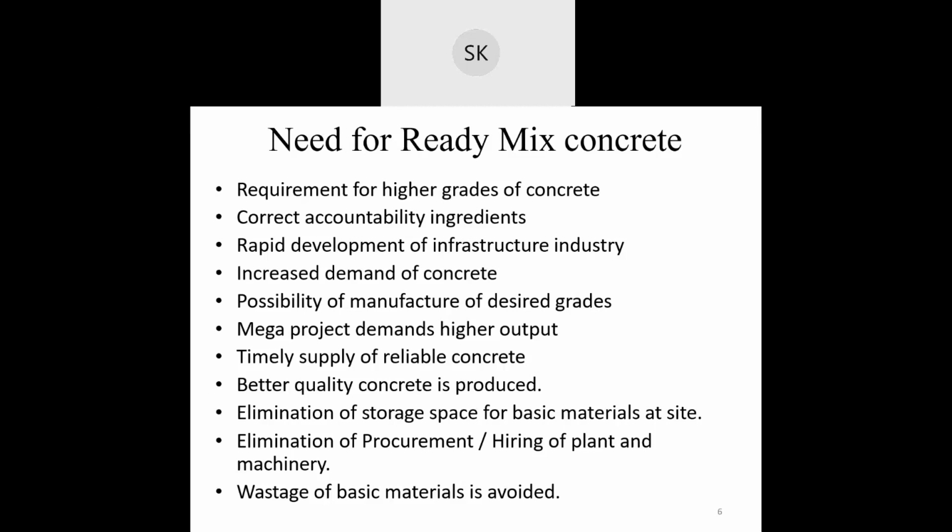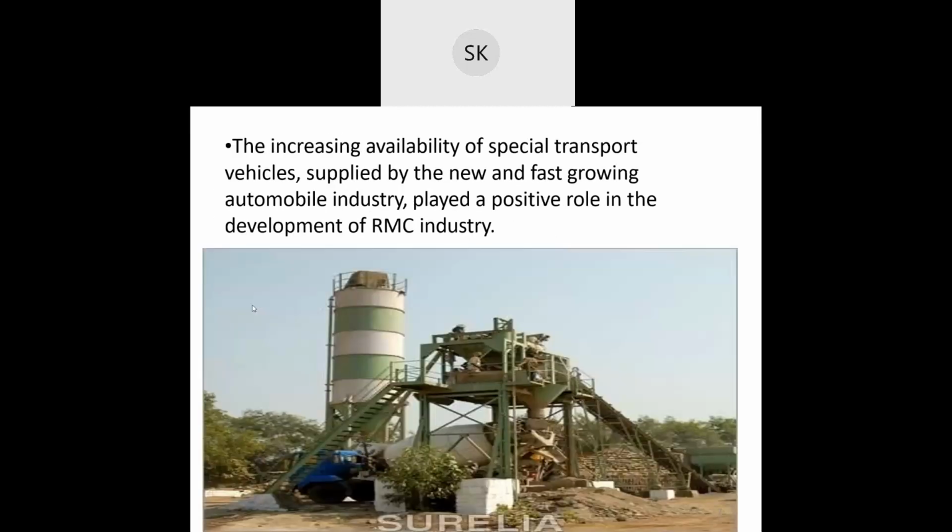Elimination of storage space for basic materials at site. Yes. See, before casting a slab, a column, or a beam, you have to store all the materials, right? And in storage, you need space, and sometimes some cement bags used to get damaged also. So these problems will be eliminated. Then elimination of procurement and hiring of plant and machinery. Obviously, this part will be reduced. Wastage of basic material is avoided. Yes, so these are the basic needs for why we go for RMC.